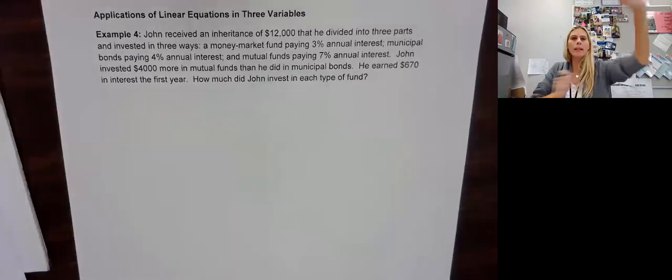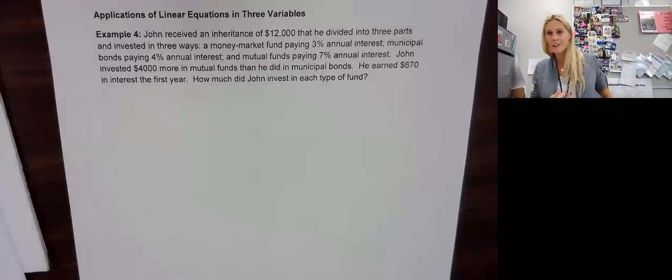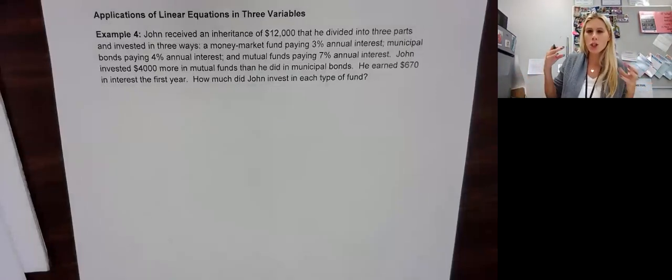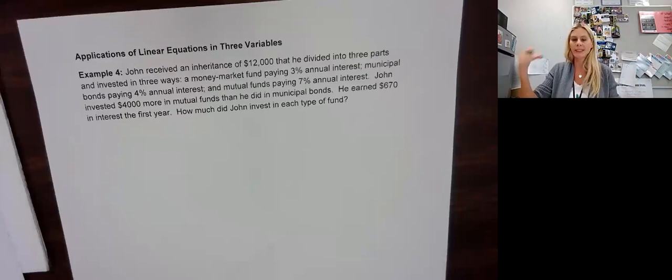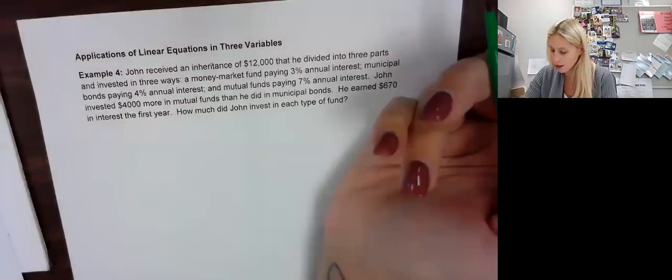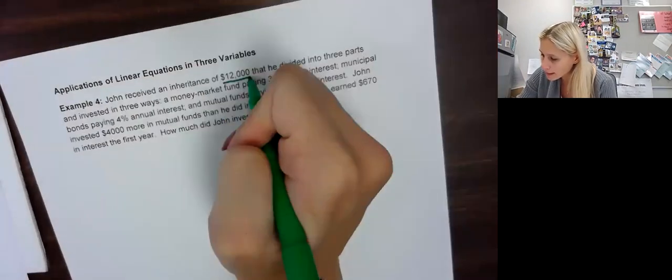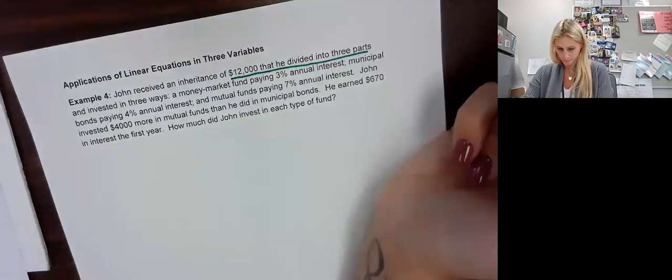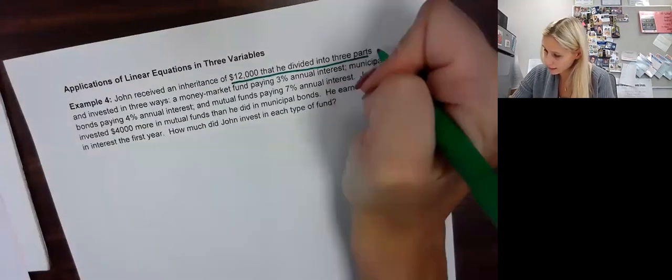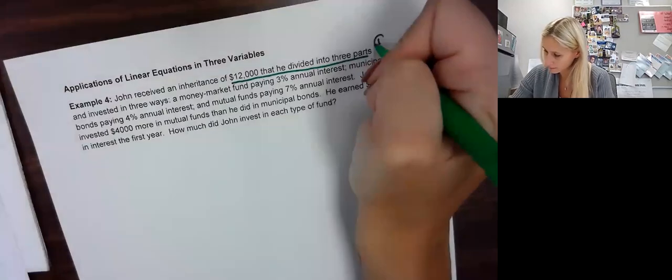All right, applications. So, of course, as you can see, we don't have the equations just made for us. We're going to have to read this out and identify where equations are. What I want you then also is to identify just first equation, second, third, okay? So, John received an inheritance of 12,000 that he divided into 3 equal parts. Okay, there is one equation right there.